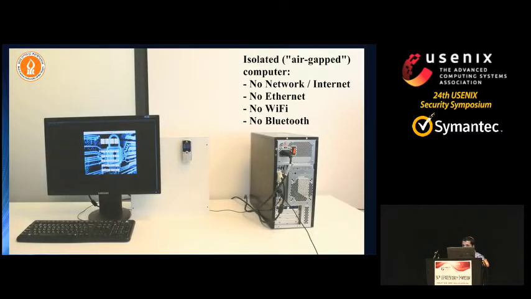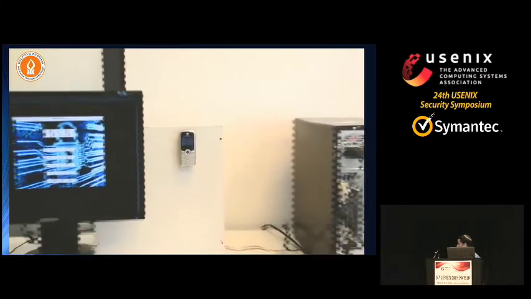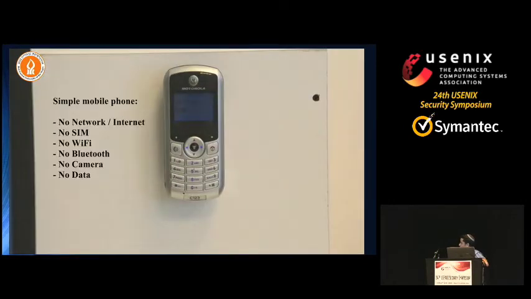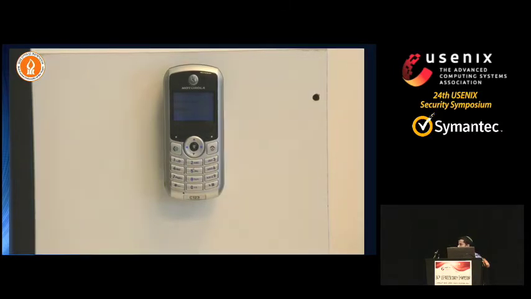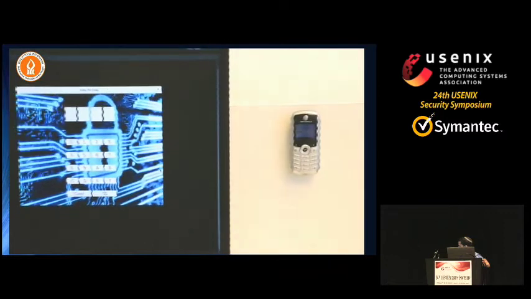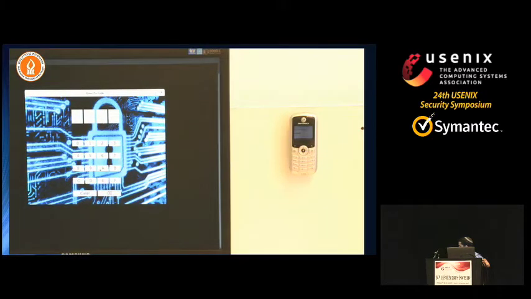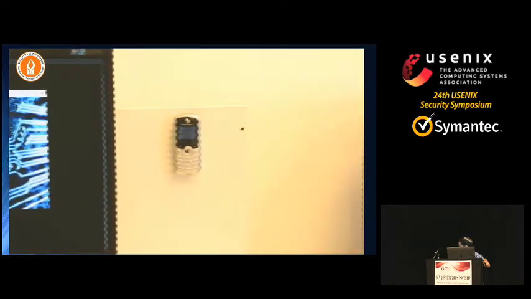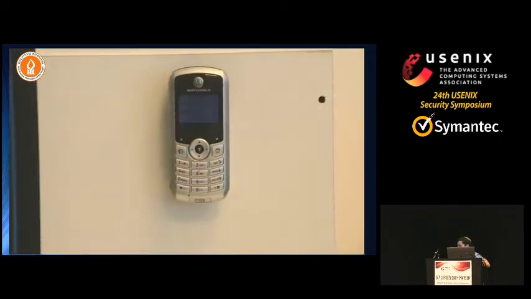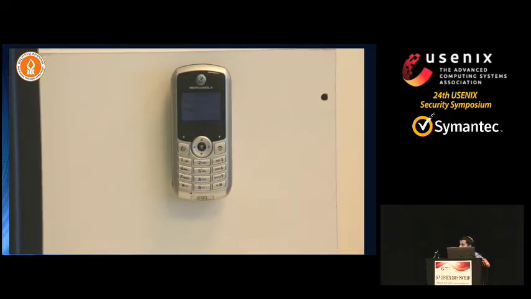As you can see, the right computer is an isolated air gap computer: no network, no internet, Wi-Fi, or Bluetooth, an ordinary isolated computer. This is a low-end feature phone, 10 years old. No SIM, Wi-Fi, Bluetooth, or camera, only voice calls. Now, the super secret code is typed into the air gap computer. And the feature phone, which is infected with a rootkit, as you'll see later, is able to receive the signals emitted over the cellular networks.